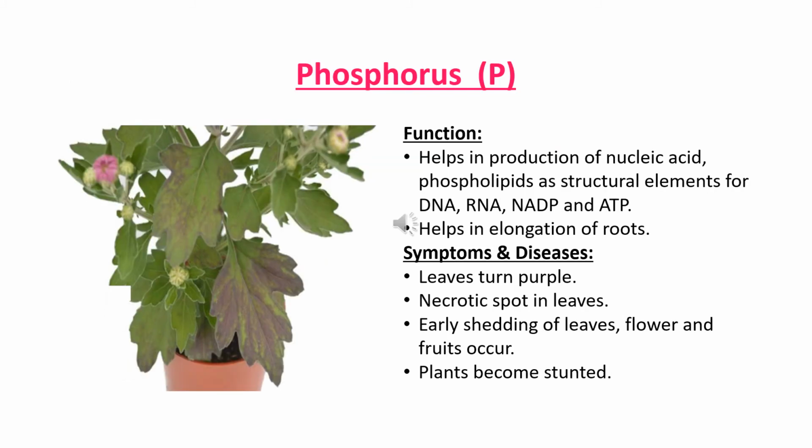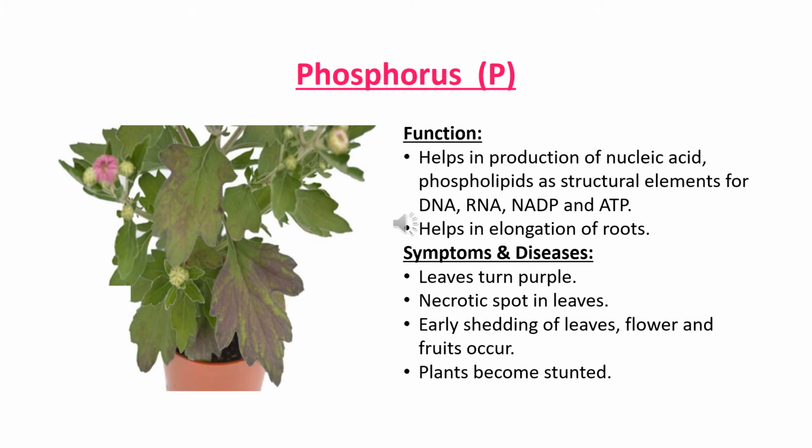Macronutrient, that is phosphorus. And what are the functions of phosphorus? It helps in the production of nucleic acids and phospholipids as structural elements for DNA, RNA, NADP and ATP. Okay, all these molecules contain phosphate. For this reason, phosphorus is very important. Not only that, it helps in elongation of roots.